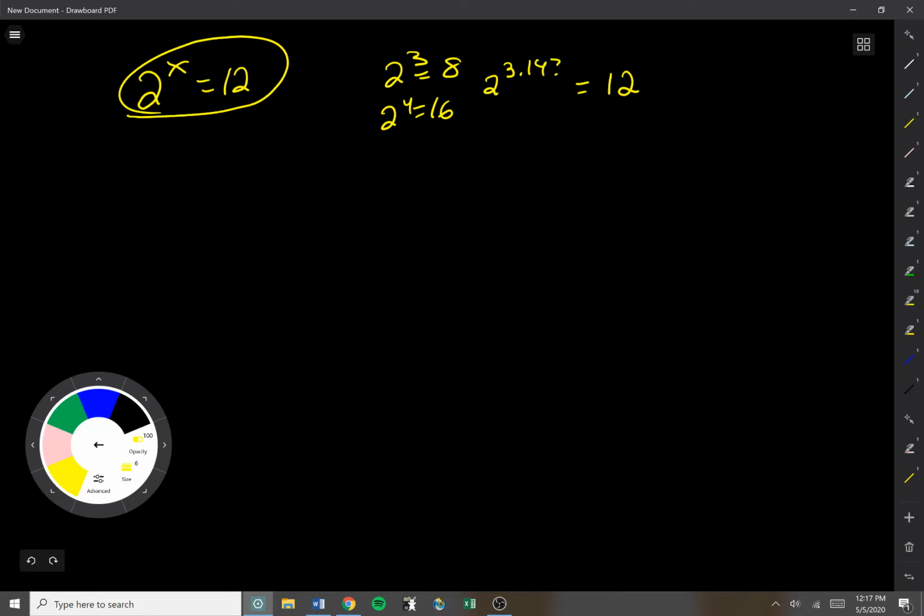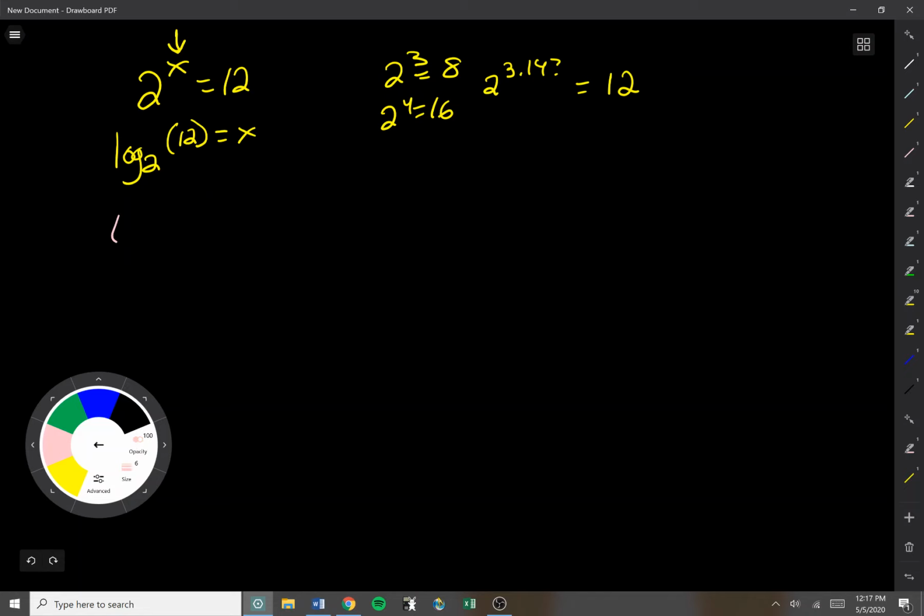So 2 to the x equals 12 I can't really solve, because having the variable up there as a power, I can't divide by x and do anything with this. But if I can convert it to log base 2 of 12 equals x, that gets the variable by itself. And that's good. That means we've kind of solved. There's a way to figure out what log base 2 of 12 is. We're not going to worry about that right now.